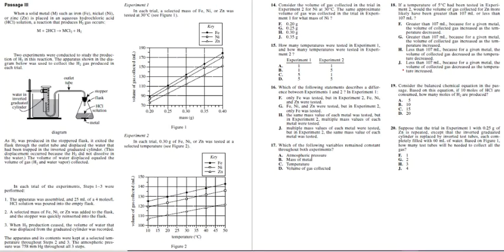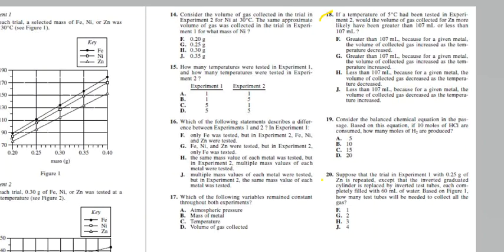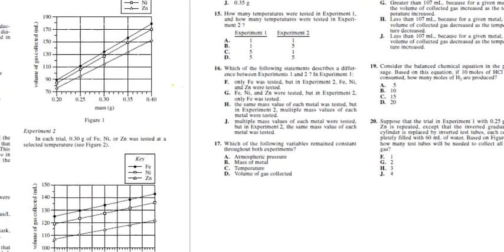Science question 18, right here. If a temperature of 5 degrees had been tested in experiment 2, would the volume of gas collected for zinc more likely have been greater than 107 or less than 107? Notice this is a two-part question. F and G say greater, and then there's a second part, and H and J say less than, and then a second part. So we're going to find the answer, and then we kind of have to prove it or understand the relationship that's happening.